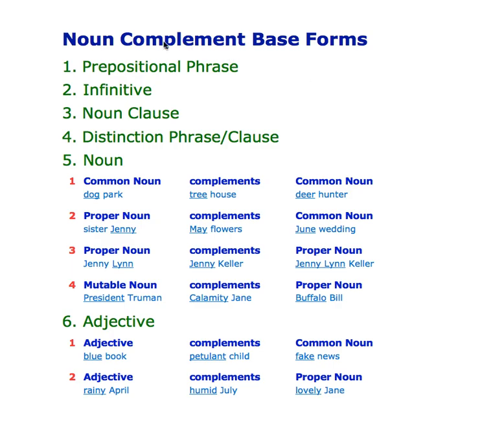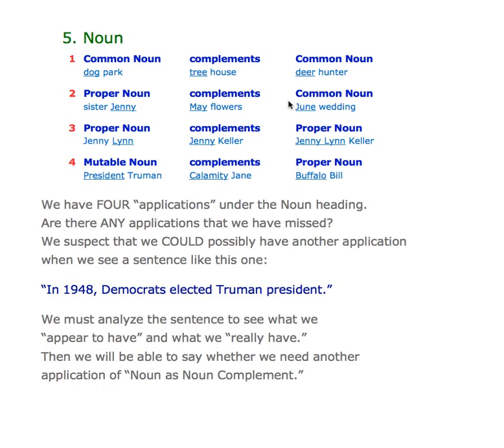So I talked about my noun complement base forms in previous videos. I have many different versions and different lists, but this is my favorite list of base forms, the one I would use if I were to publish this in book form. So let's take a look specifically again at the noun base form. The noun base form has 4 applications. We talked about that. We have 4 applications under the noun heading. Are there any applications that we have missed?